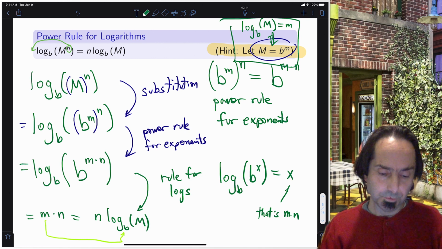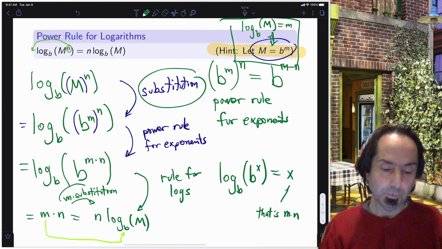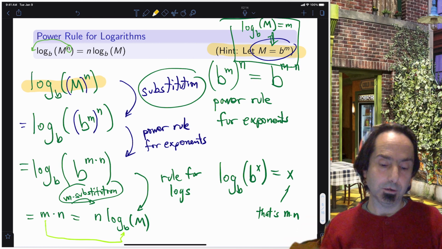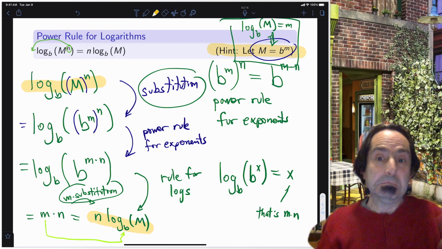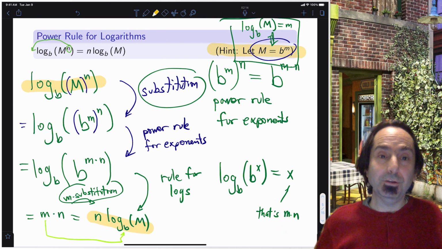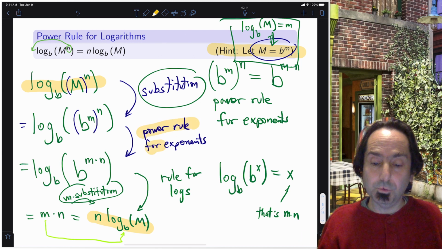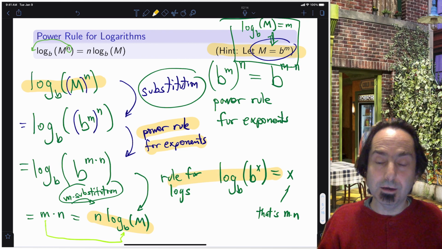Let me write down the rule. This is again a substitution. Actually, maybe it's an unsubstitution because it undoes the first substitution. But the upshot is that we started with log base b of a power, and we ended up with the power times log base b of the number. It's so easy, and we just had to use some basic algebra like substitution and the power rule for exponents and this old rule for logs. Okay. On to the next slide.